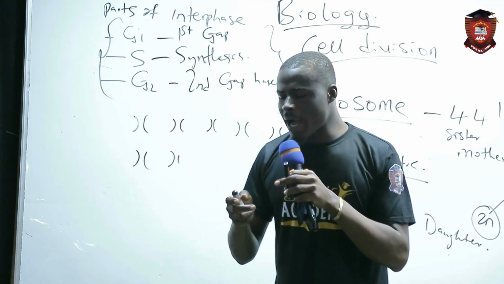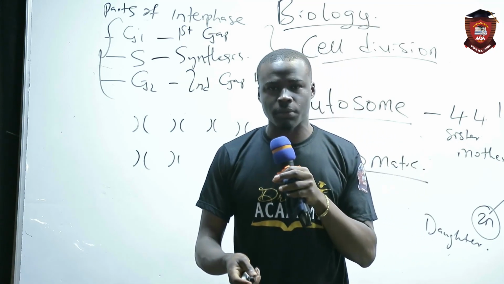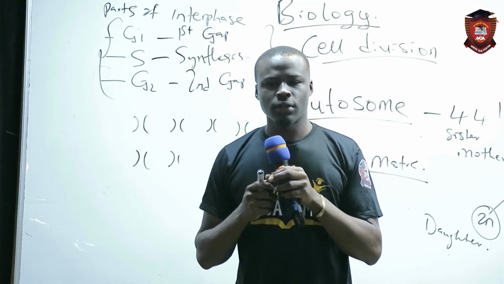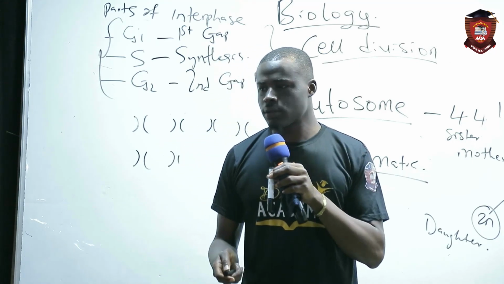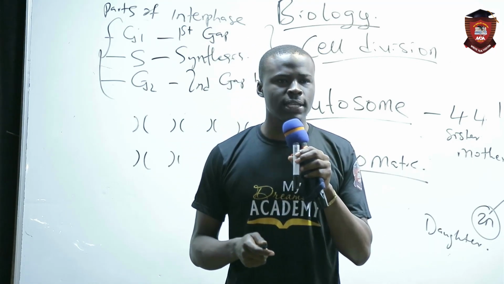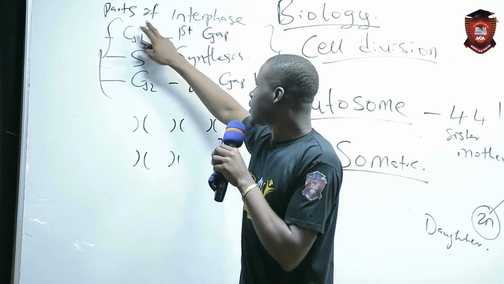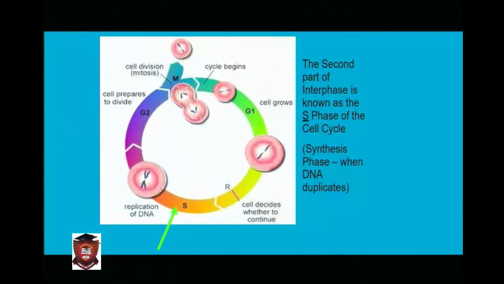Now, going back to the diagram again, I want to point out something. There is a part we call the G0. It is called the resting phase. It is not an integral part of interphase, but it normally occurs in some cells. You will see it in past questions, where they ask which part of the cell cycle is regarded as the resting phase.